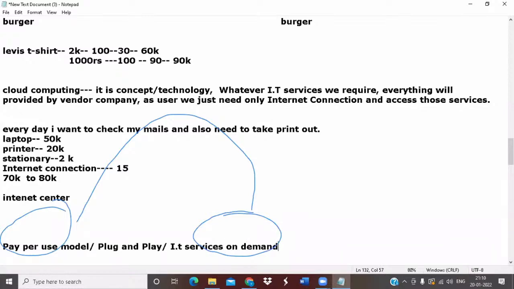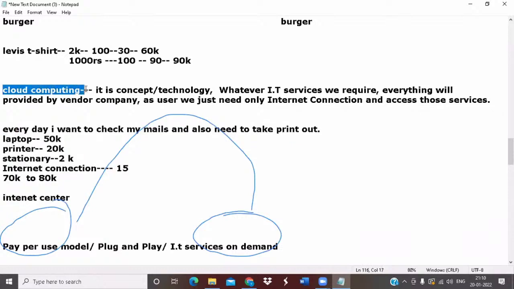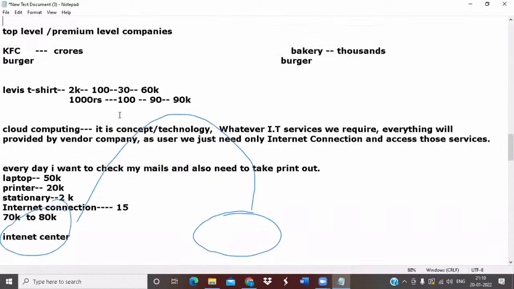You understand the point clearly? Yes, sir. So this is all about cloud computing. The concept is very simple, guys. It's not rocket science. Even a layman can easily understand this concept. I hope you understand this example. If you understand this example, you can easily understand what cloud computing means. Is this clear? Yes, sir.